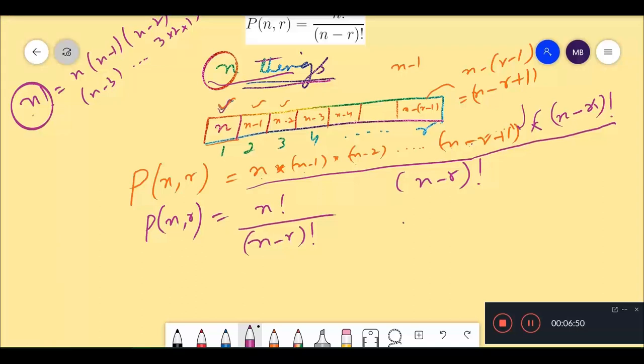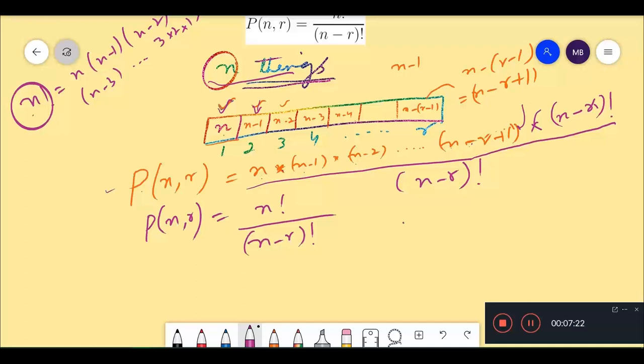The choices to fill the first place are n, because we have n objects. Since repetition is not allowed, the second place can be filled with n minus 1 objects, since one object has already been taken by the first place, and the third place will have n minus 2 choices, and so on until we have n minus r minus 1 choices. So using the multiplication rule, we can count the total number of possibilities of filling all these r places. That is the formula P of n comma r.